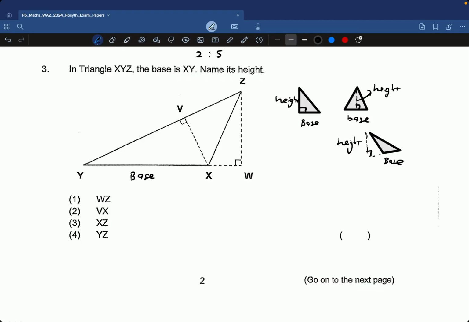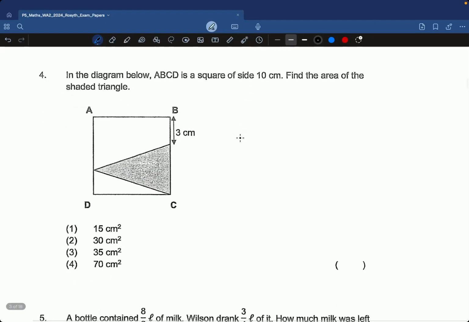So where is the height? In this case, if this is the base, then the height should be perpendicular. If you look at it, this is the perpendicular meeting point, and this is where you have your height, right? So the answer to this is ZW or WZ, which is 1 over here. So it's WZ. Let's move on to question 4.